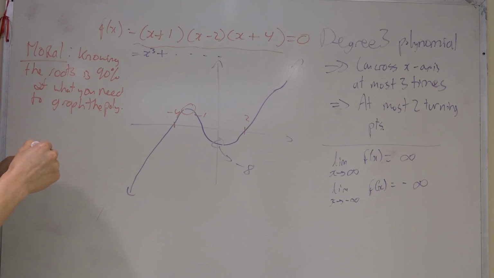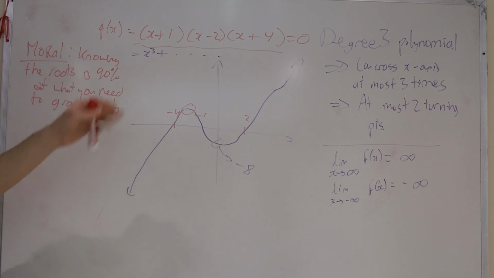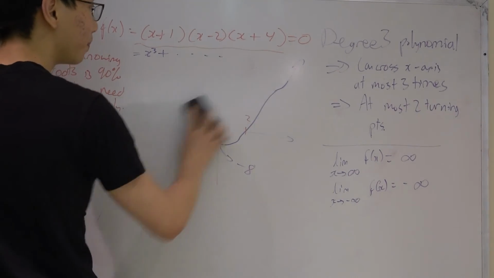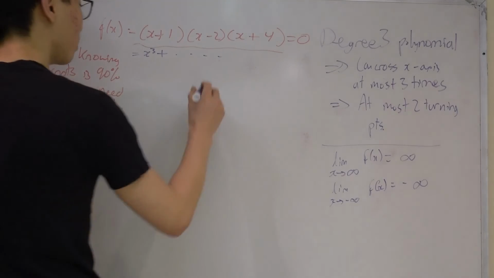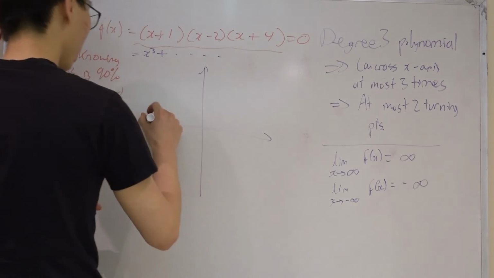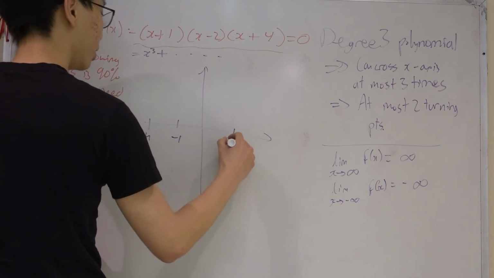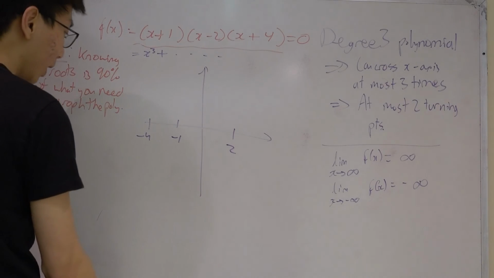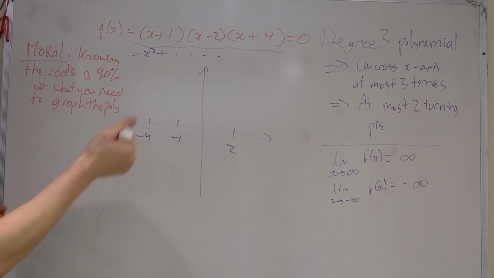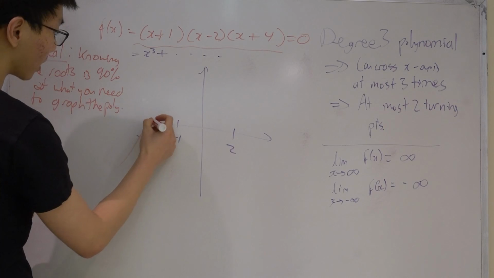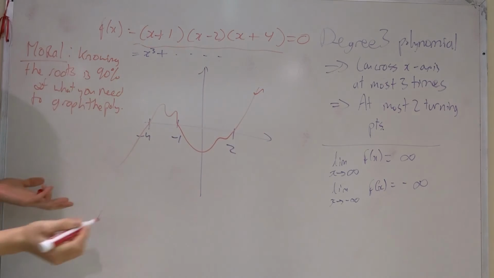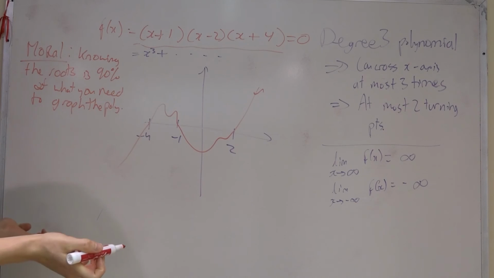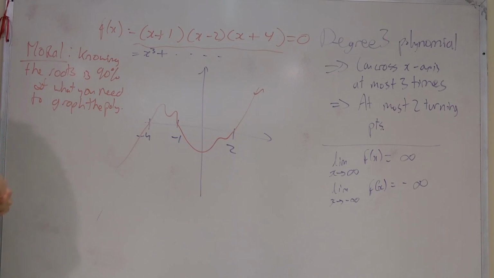Let me just show you a bad example of someone doing this question. Remember, our zeros were negative 4, negative 1, 2. I'm just going to be really rough here. A bad example would be someone trying to do this. Okay, here we have too many turning points. Like this is just straight up wrong. There's no way the function could look like this.